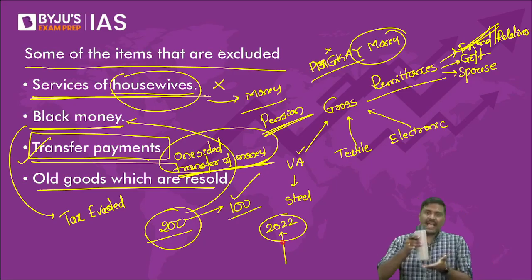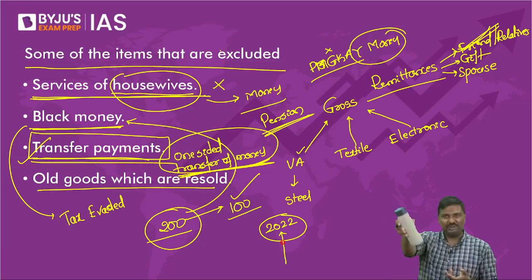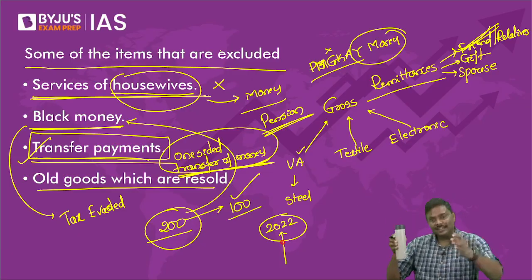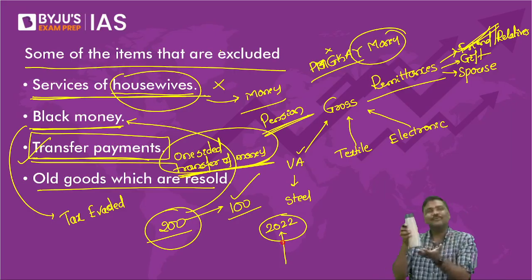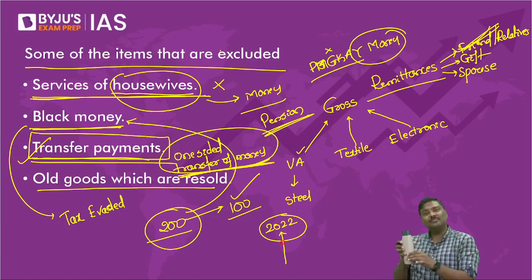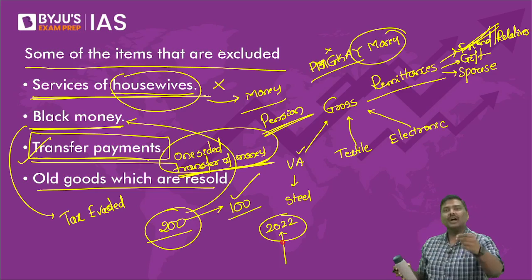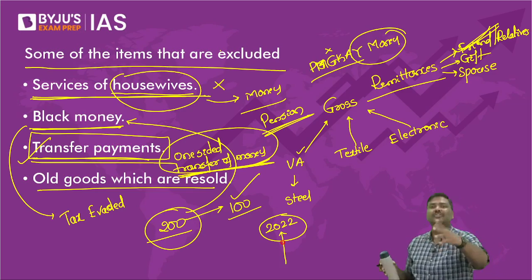Now, imagine I will sell it to you. Don't ask me, sir, why will I purchase a bottle, that too used by you. Don't worry about the example. Imagine I will sell it to you. Should you count the value of the bottle again? No. If you count it, you are counting twice, but in 2 different years.